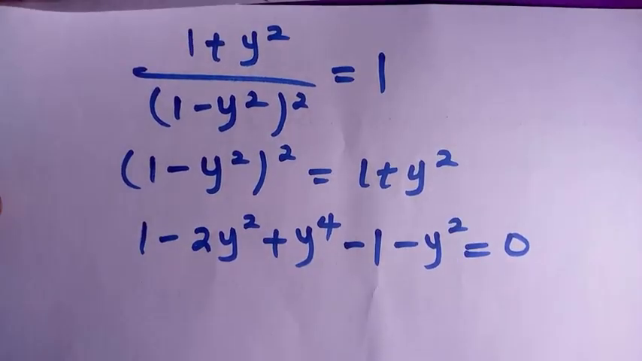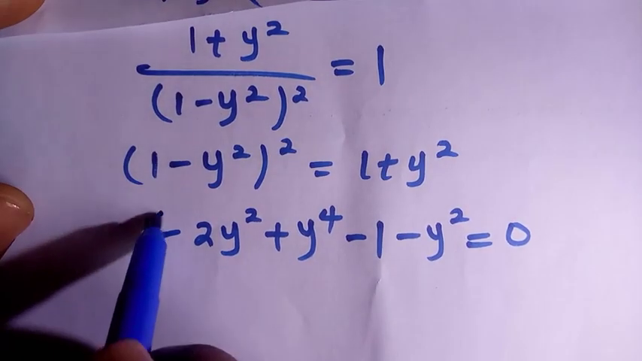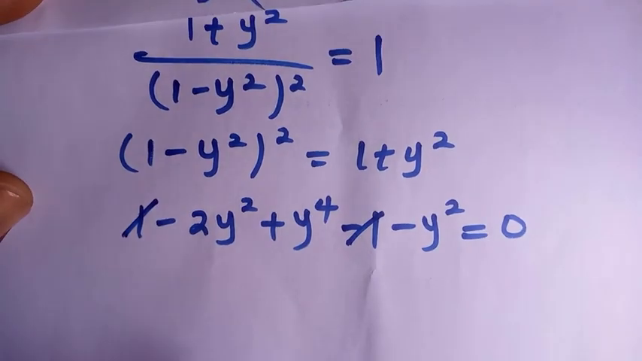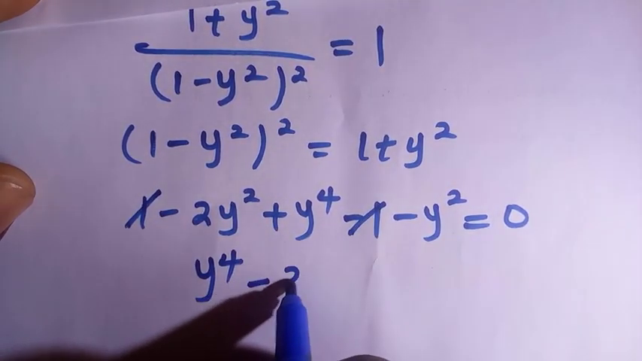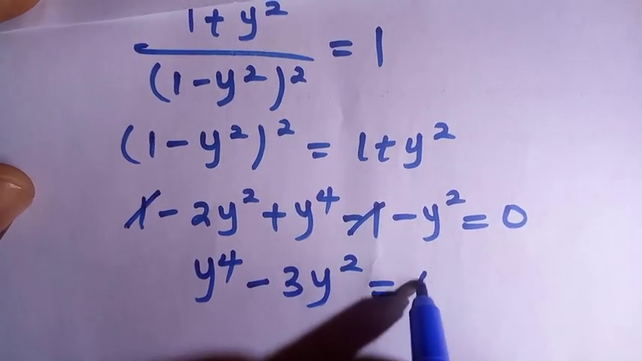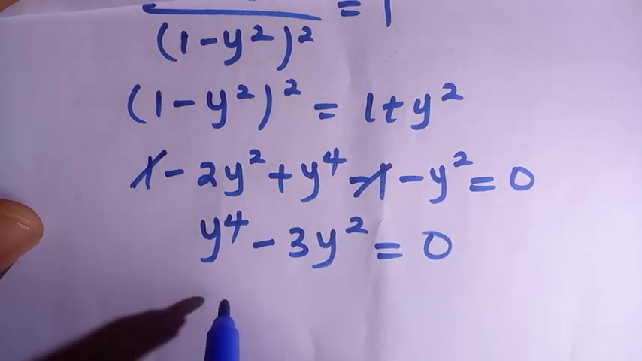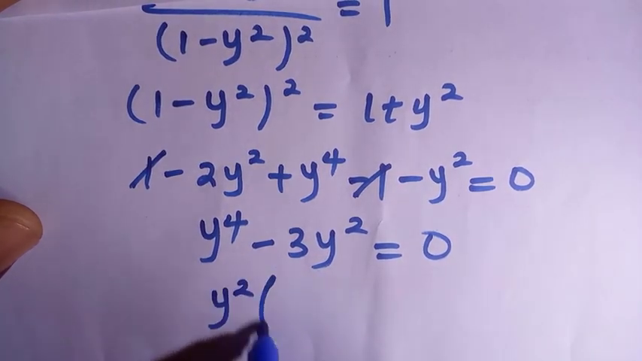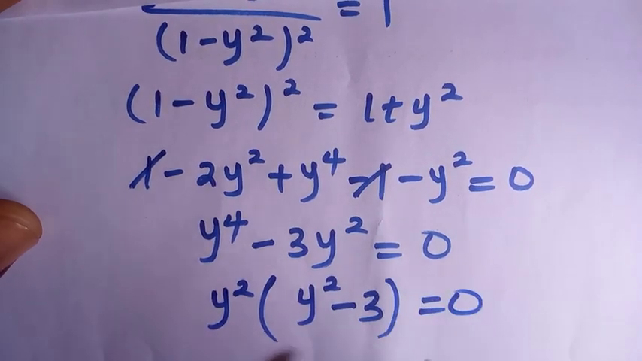So 1 minus 1 equal to 0, and so we combine minus 2y square and minus y square together. So that becomes minus 3y square. Then we have y raised to the power of 4 minus 3y raised to the power 2 equal to 0. So I'm looking at this. We have a common term here, which is y square. So by taking out y square, we bracket it and we have y square minus 3 remains equal to 0.